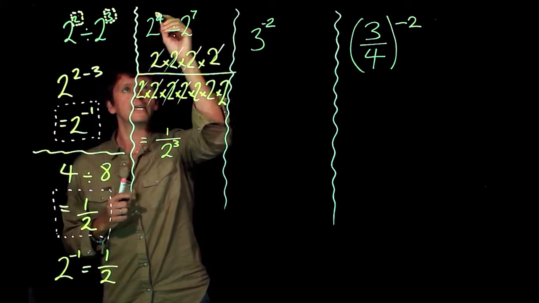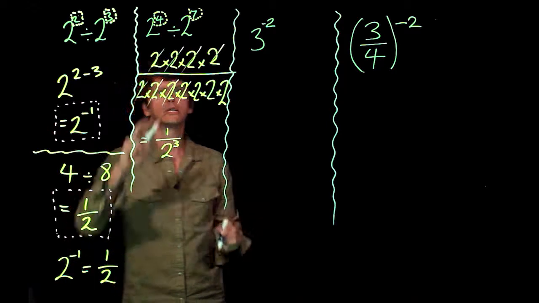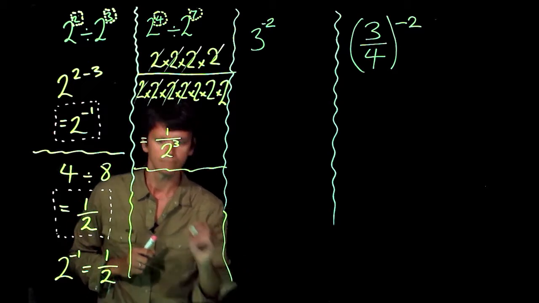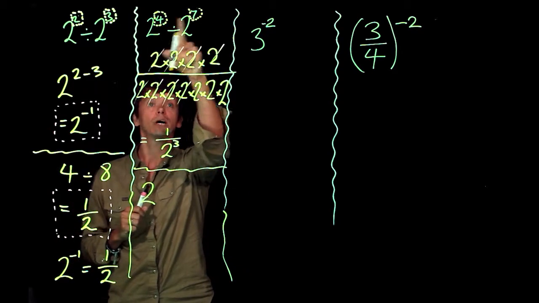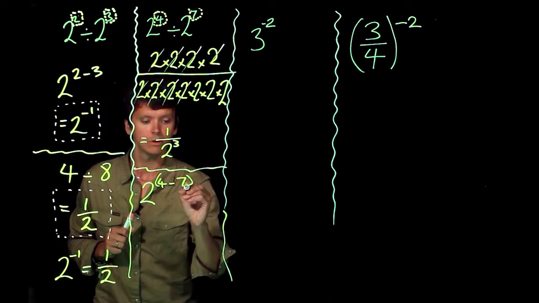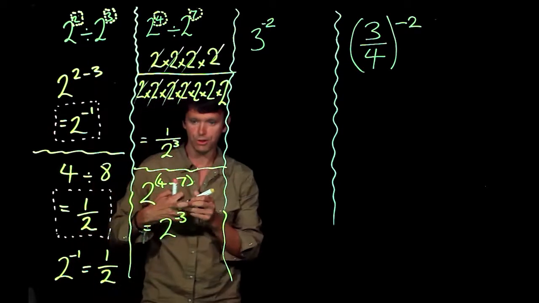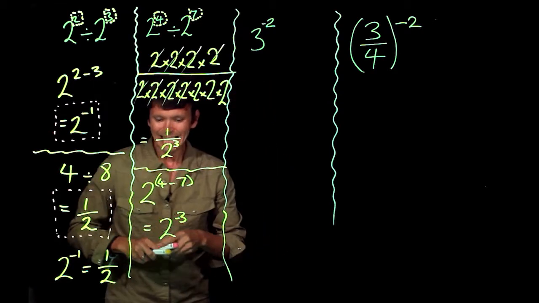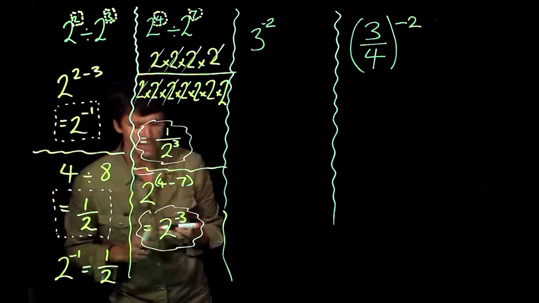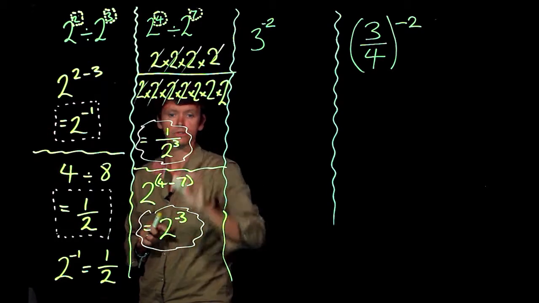Supposing we'd done this the other way and used the rule that we worked out. We'd say 2 to the 4 divided by 2 to the 7 equals 2 to the, and I'm subtracting the powers now, 4 minus 7, which equals 2 to the power of negative 3. Again, if we compare our two answers, we see that 2 to the negative 3 equals 1 over 2 to the positive 3.